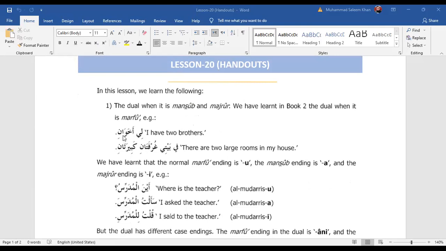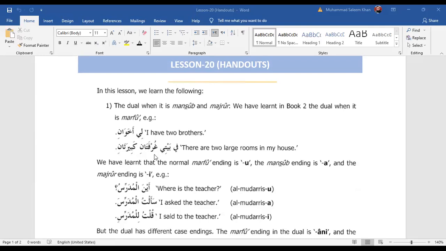Where is mubtada and where is khabar? Akhawani is mubtada, and li is khabar, which is jar majroor, because we know that jar majroor will never ever be the subject. It will always be predicate, whether it comes in the beginning of the sentence or as predicate. So we know that subject is always marfu'. That's why we can see here that akhawani is the subject and li is the predicate. Li akhawani, I have two brothers.